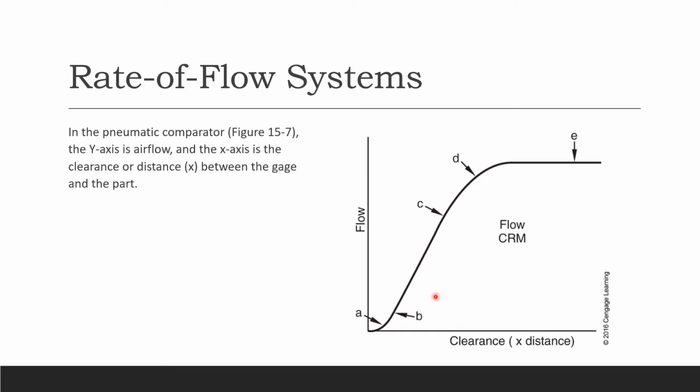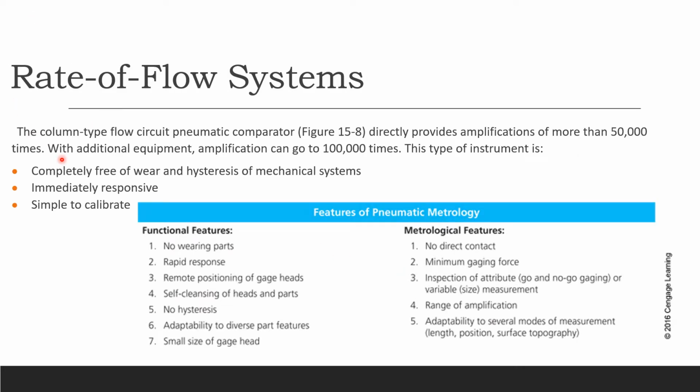When you take a look at it, the flow changes when the clearance is changed, from each point it is going different. And a portion of the response curve from B, let's say, to C is nearly straight right here, and that's telling you that it's suitable for measurement. The column type flow circuit pneumatic comparator is shown right here in figure 15.8.